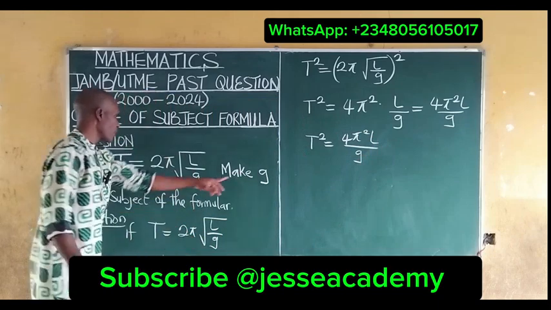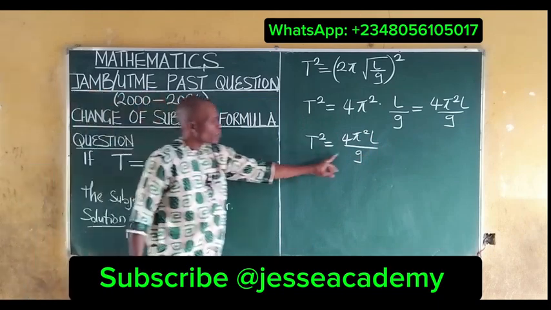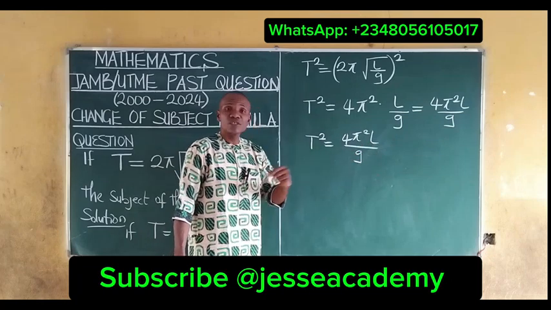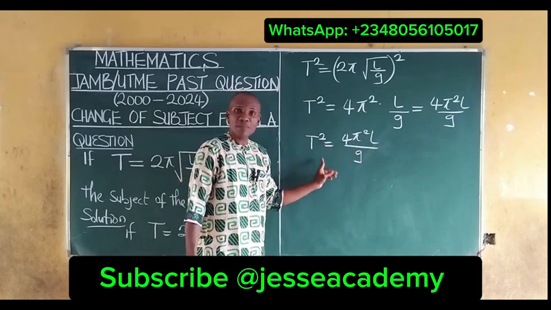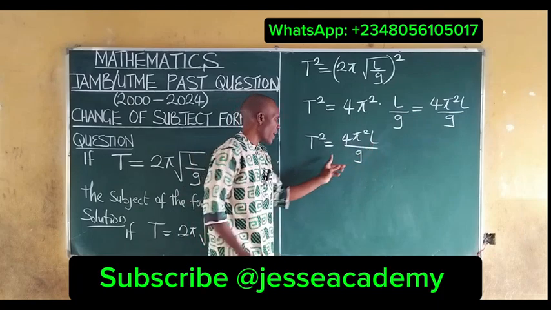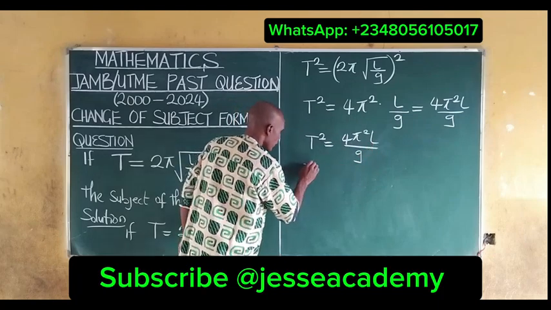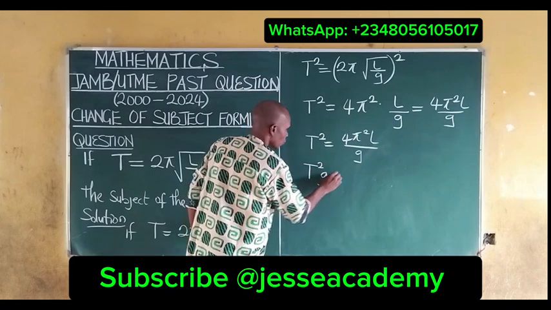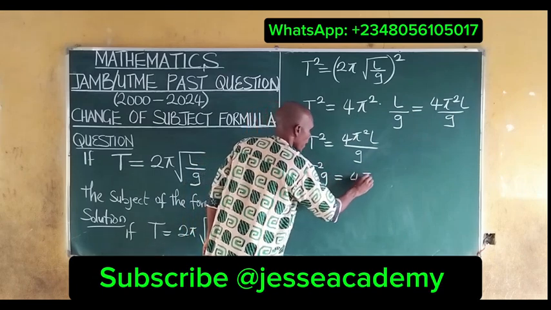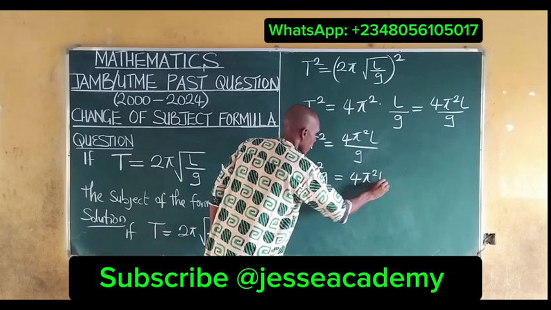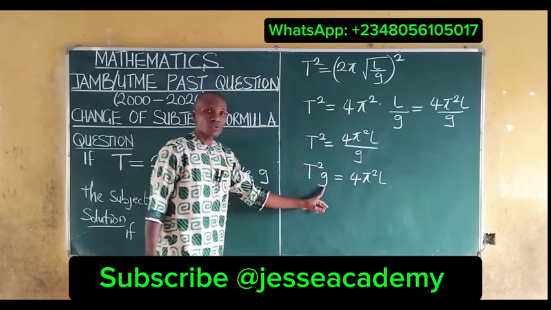Now, we are asked to make G the subject of the formula. Since we have something like this, the next thing to do is to cross multiply. If we cross multiply, we have T squared G equal to 4 pi squared L. So this is what we get.